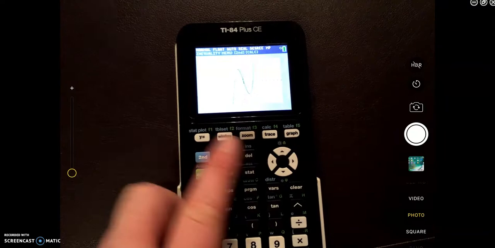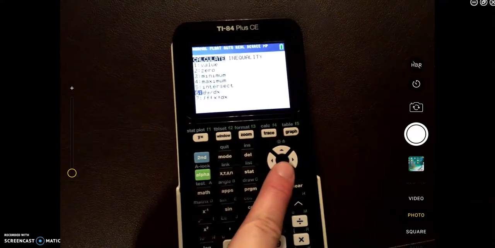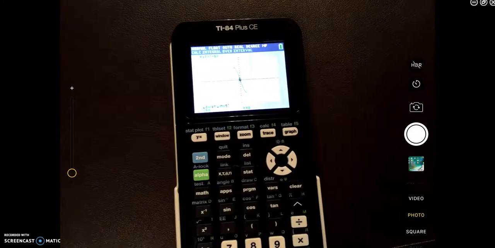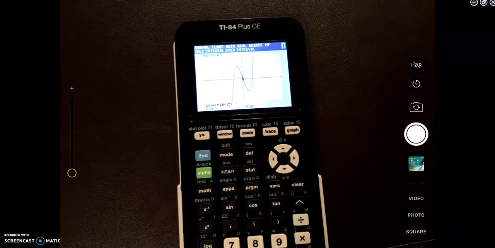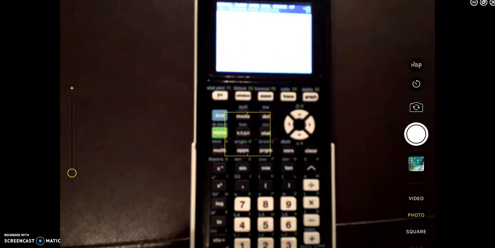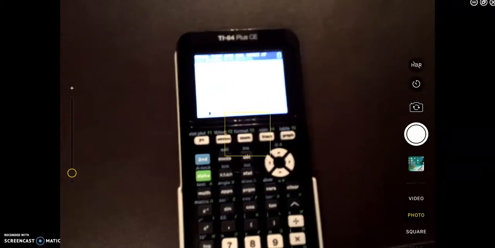There's our graph. And to find the integral, we do second calc. And you come down to number 7, you see there's a little integral sign in front of it. Push enter and it asks you for the lower limit. So in this case, the lower limit is -3. So remember to use the negative sign and not the subtraction sign. And then it asks for the upper limit, which is 1.